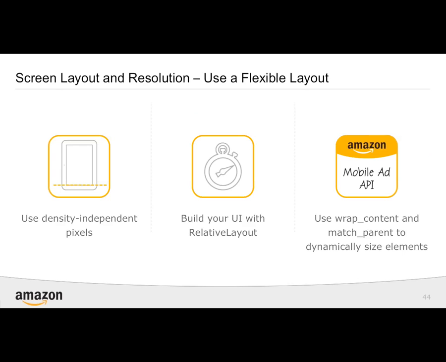Building your UI with a relative layout makes it a lot easier for your app to move back and forth between device sizes. We've seen some pretty gruesome looking linear layouts show up on tablet. And for the mobile ads API usage, let the mobile ads API automatically size the ads for you, so you don't need to worry about specifically specifying the sizes. So use wrap content and match parent to get the Amazon Ads API to just work fine on the device that you're using.